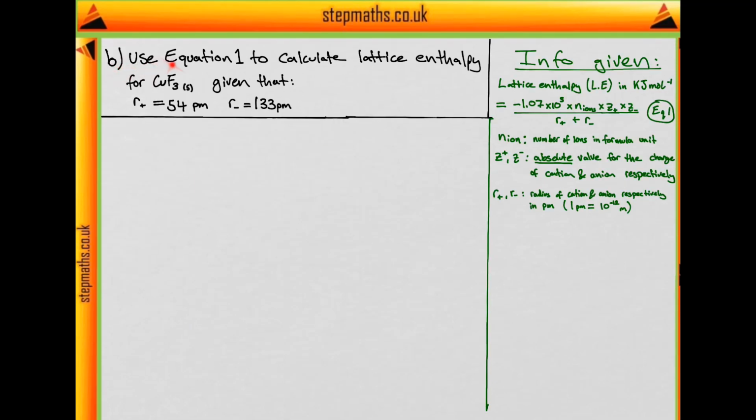Part B. Use equation 1 to calculate lattice enthalpy for CuF3, given that R plus equals 54 picometers and R minus equals 133 picometers. This is essentially a similar question to Part A, except with different values. So for CuF3, we have a Cu3 plus cation and 3F minus anions. Therefore, the number of ions in the formula unit is 4. Z plus, the charge on the copper, is 3. Z minus, the charge on the fluorine, is 1.